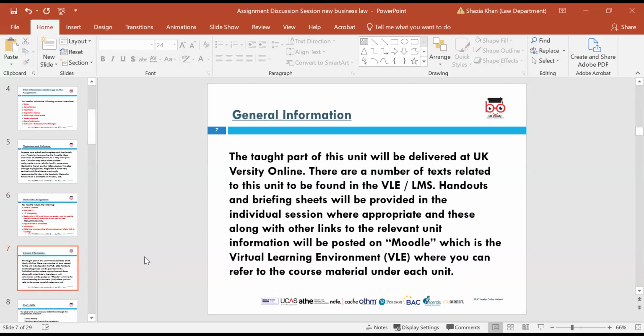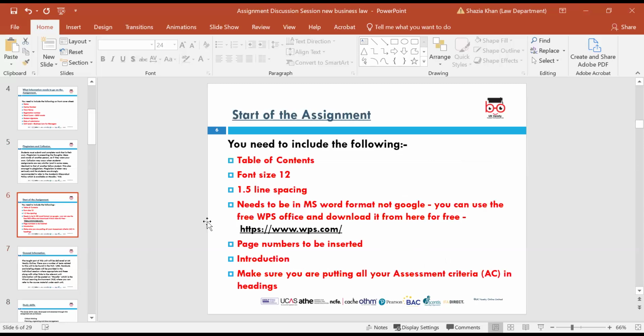So at the start of the assignment, you need to include the following: a table of contents, and that's really important because it identifies where your work is. Your font size needs to be 12, it needs to be 1.5 spacing, and it needs to be in Microsoft Word format and not Google. You can use the free Word processor from Office and download it from the link that I've left there. So you could use that. Do not use Google, okay?